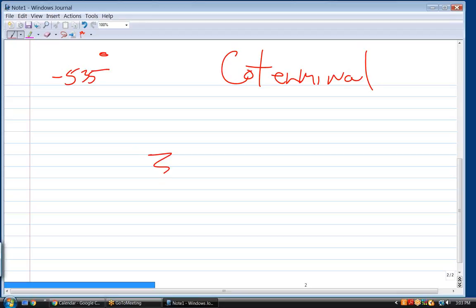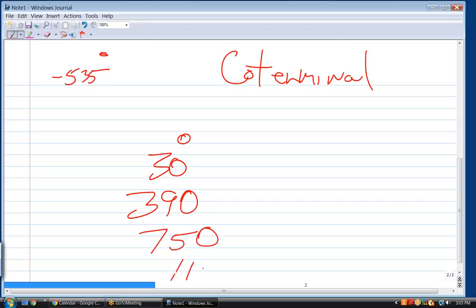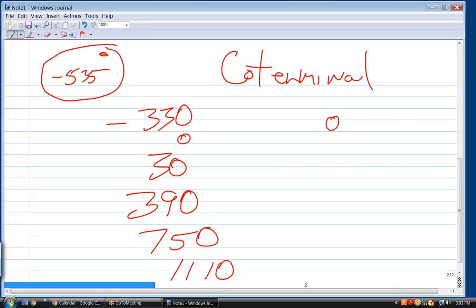Let's say I gave you an angle of 30. Well, 390 is coterminal to that. 750 is coterminal to that. 1110 is coterminal to that. Minus 330 is coterminal to that. Get it? Yes. Okay, so they want the angle that's coterminal to that and between 0 and 360. In other words, the one in the unit circle.